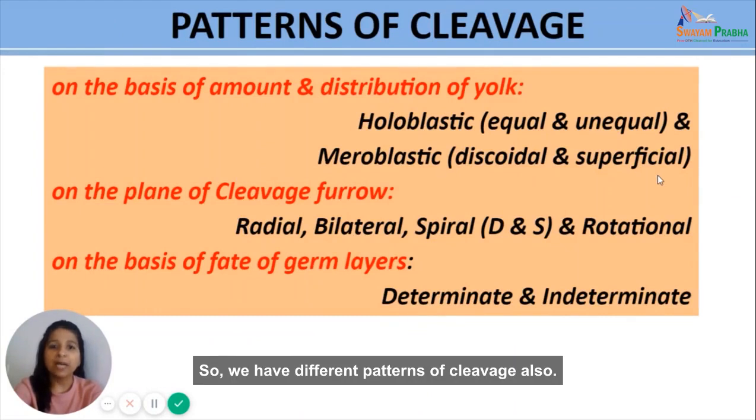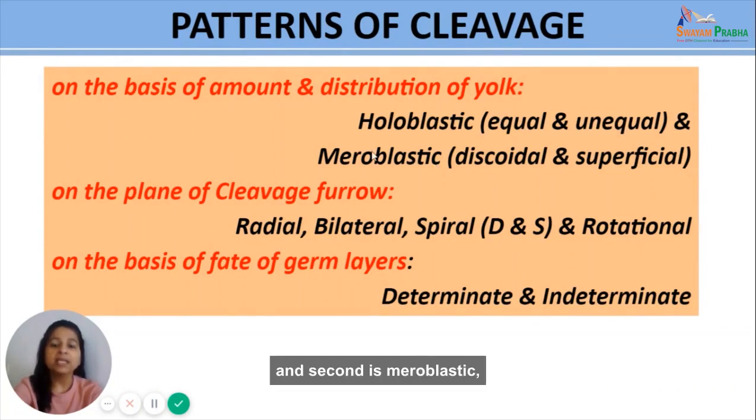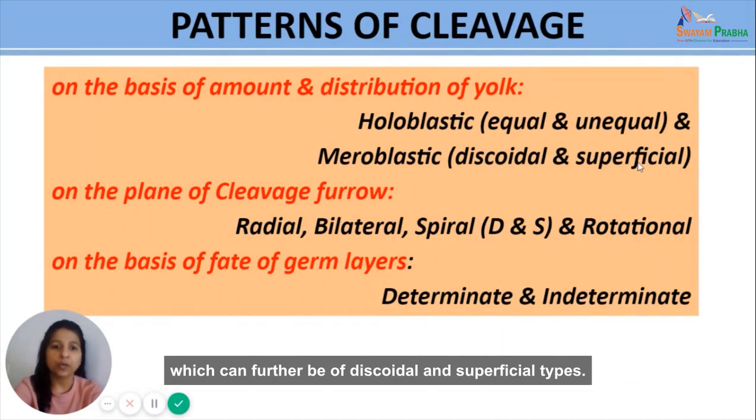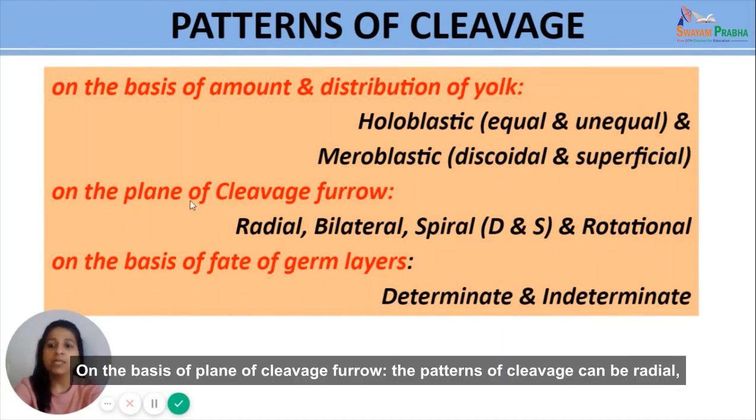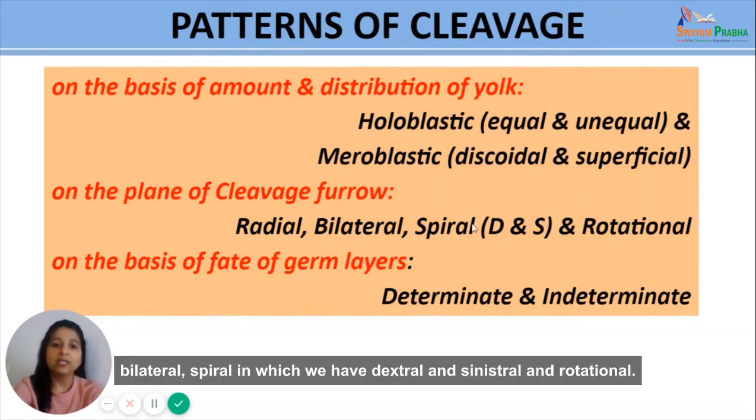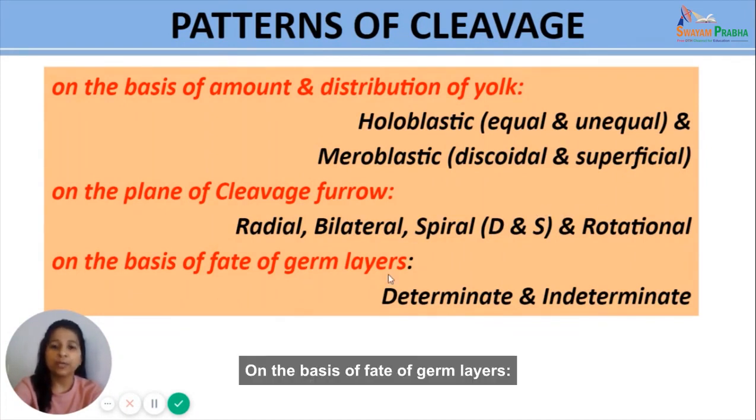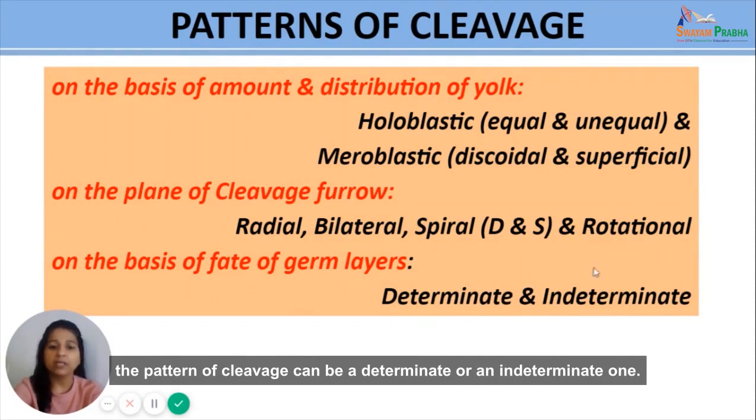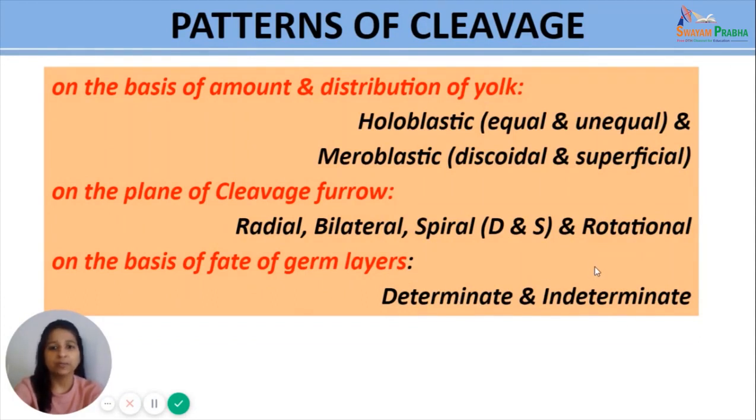So we have different patterns of cleavage also. On the basis of amount and distribution of yolk, the pattern of cleavage can be called holoblastic, which further can be of equal and unequal types. And second is meroblastic, which can further be of discoidal and superficial types. On the basis of plane of cleavage furrow, the patterns of cleavage can be radial, bilateral, spiral, in which we have dexiotropic and sinistral, and rotational. On the basis of fate of germ layers, the pattern of cleavage can be a determinate or an indeterminate one.